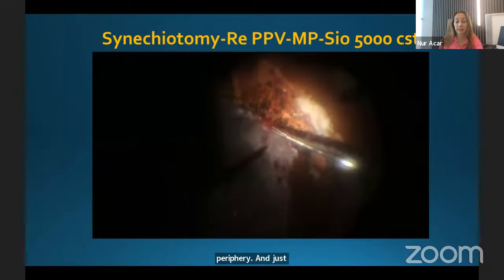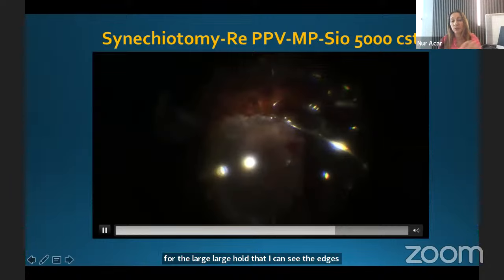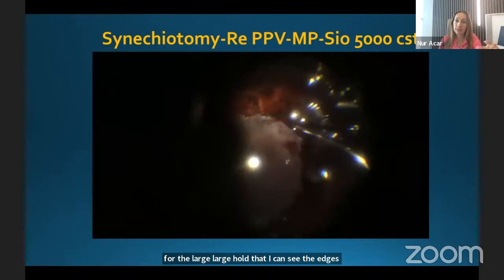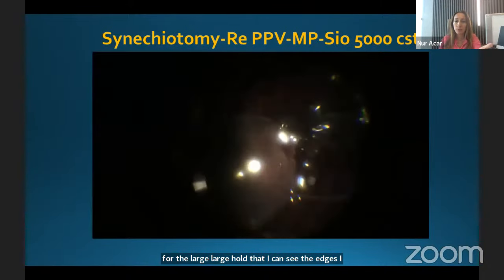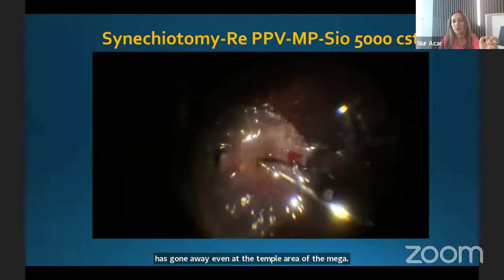360 endolaser, and after that I check the large hole, and I can see the edges are relaxed, even though there was a cystic appearance, that has gone away, even at the temporal area of the macula. So this is under the heavy liquid. I go on directly because it was a very large hole.